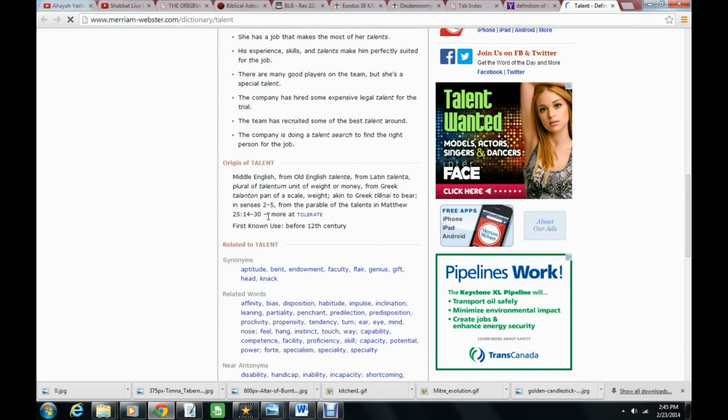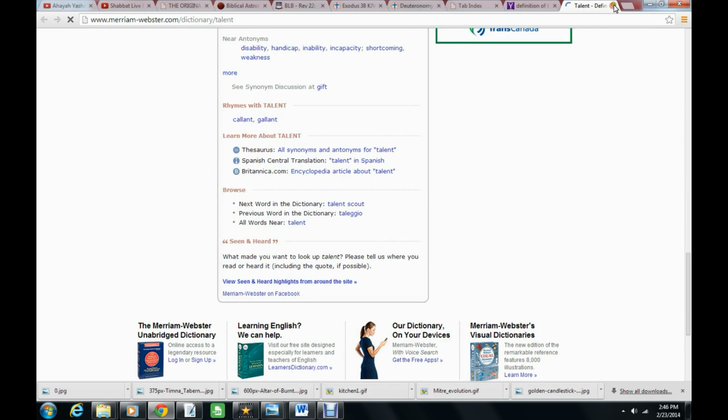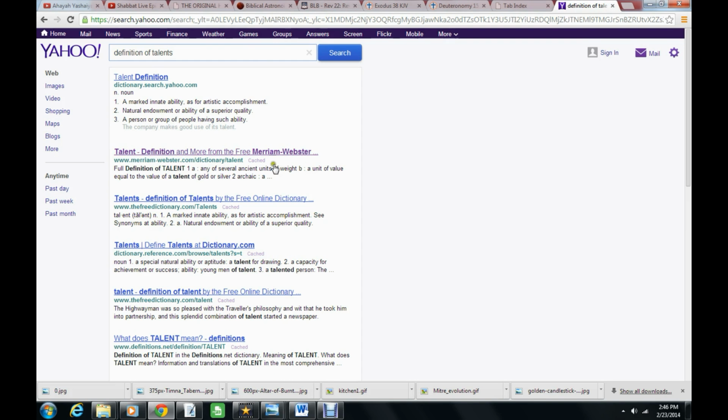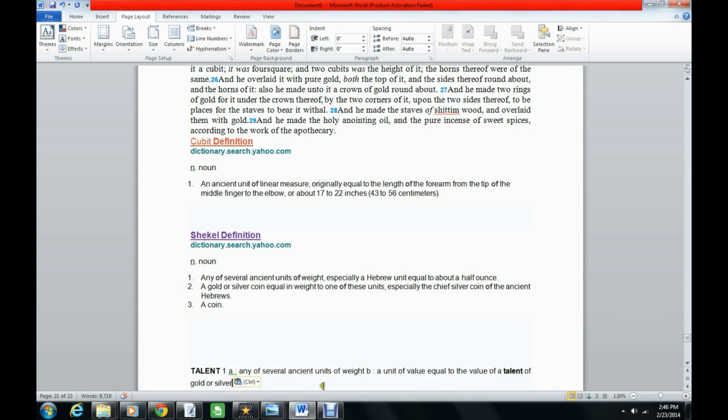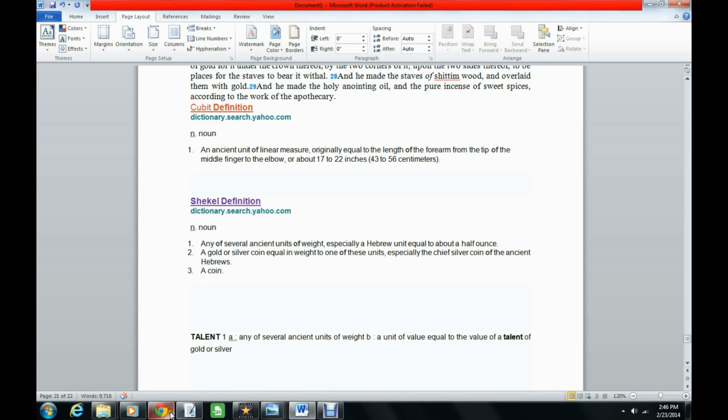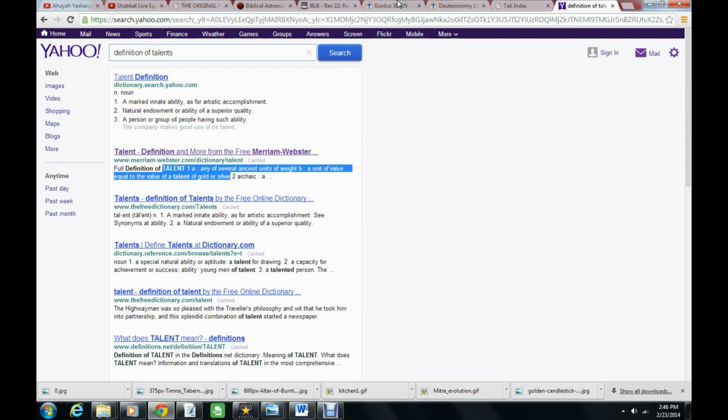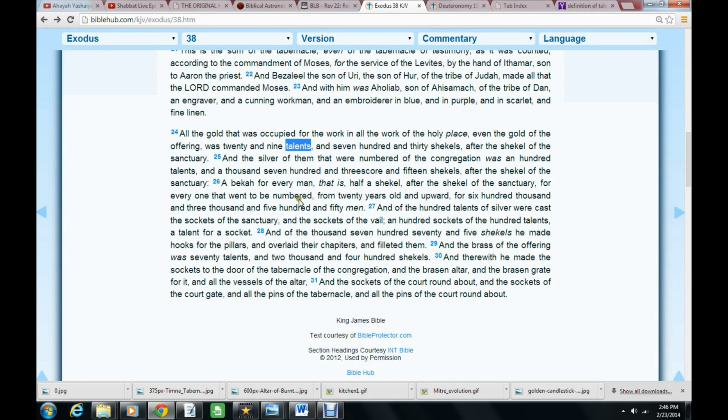Alright, hold on. Let's see. So we got our definition right here. Boom. So that's what they call that, talent. Later on we'll probably figure out why they call it that on our own time, you know. So alright. And the silver of them that were numbered of the congregation was 100 talents, and 1,703 score, and 15 shekels.